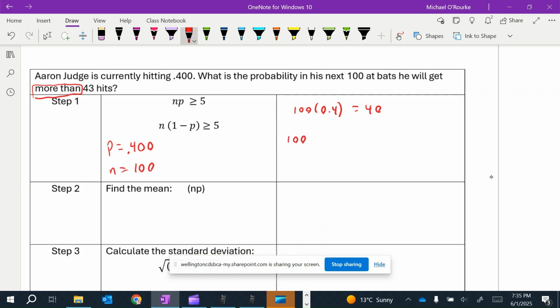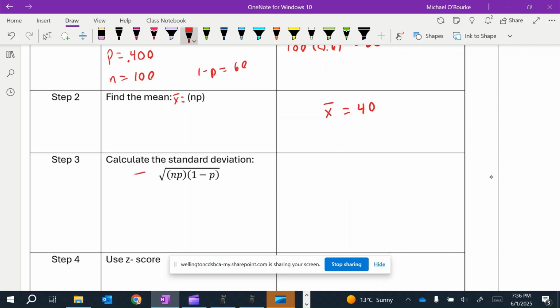Then 100 times 1 minus p. If he's hitting 40%, then the complement is going to be 60%, so 0.6, 60. So these are both bigger than 5, so they both check out. Now our mean in this case is 40, so we're good to go there. And we need to calculate our standard deviation.